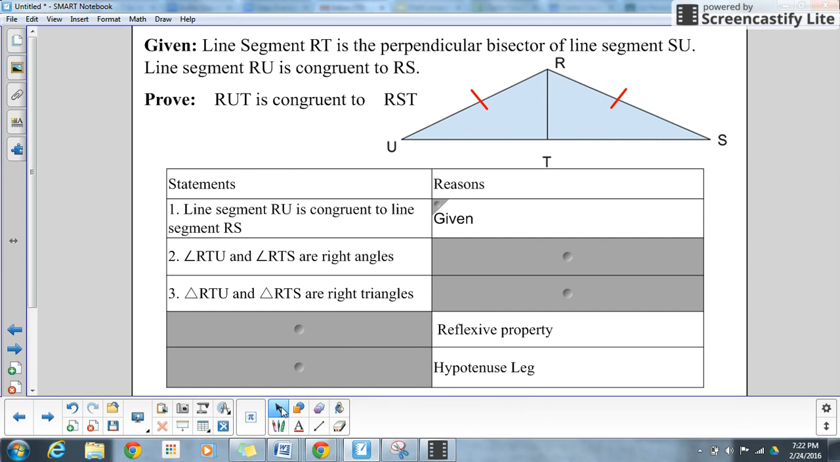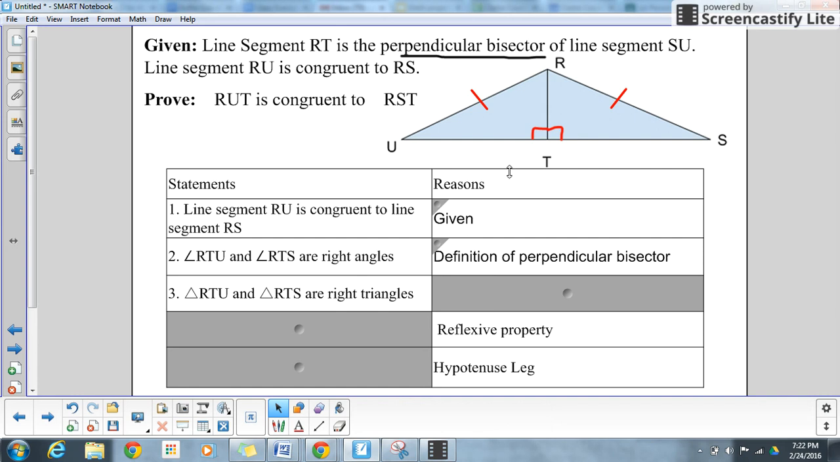All right, the next thing is that angles RTU and RTS are right angles. Well, how do we know that these are right angles? Up here it says that they are perpendicular bisectors. Well, what does the word perpendicular mean? It means that they make a right angle. So now we know that this angle and this angle are right angles. So our reason there is definition of perpendicular bisector.